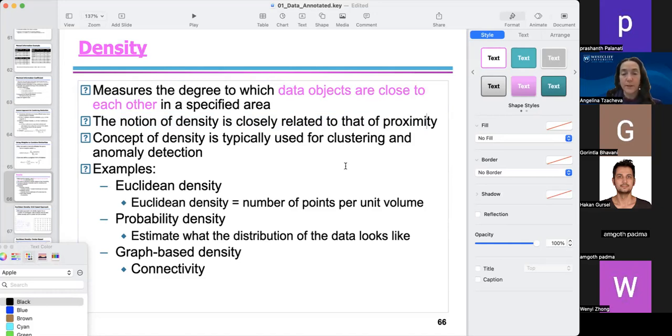So for certain data analysis methods such as clustering and anomaly detection, this is very useful. Last time we have seen the Euclidean distance. So we could have Euclidean density or probability density.